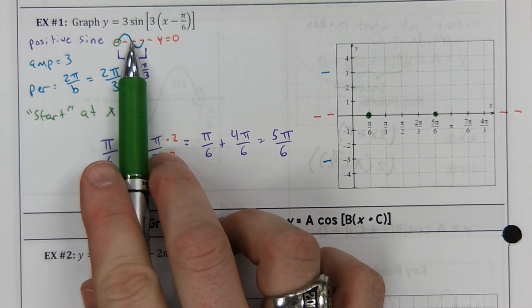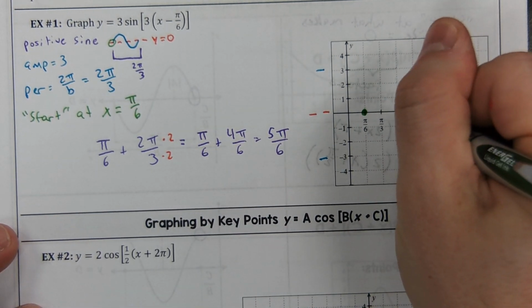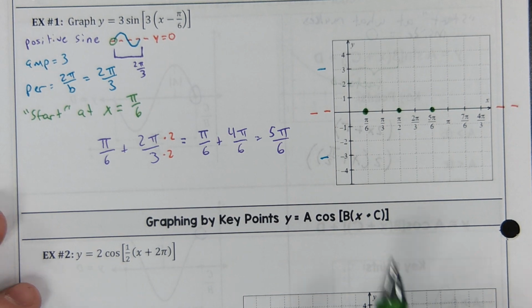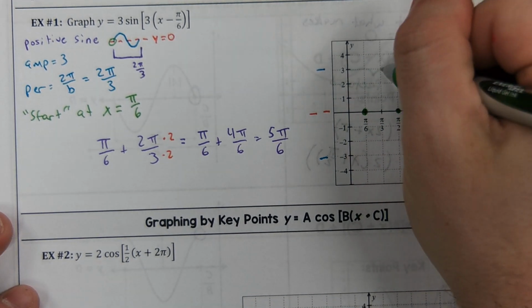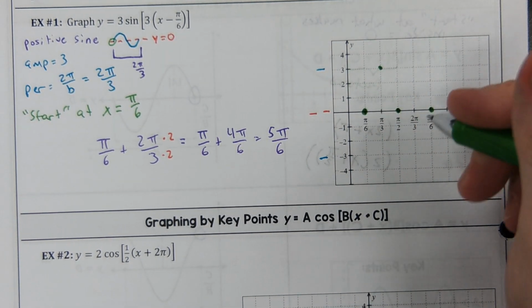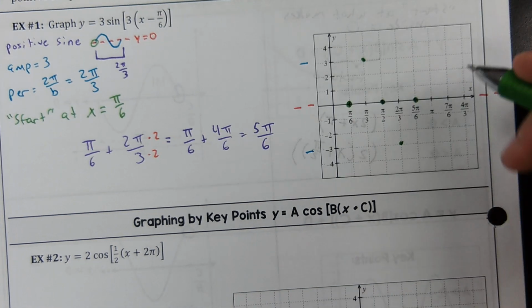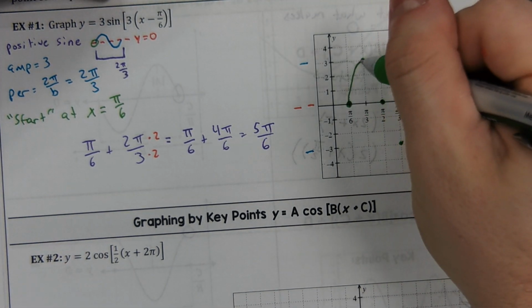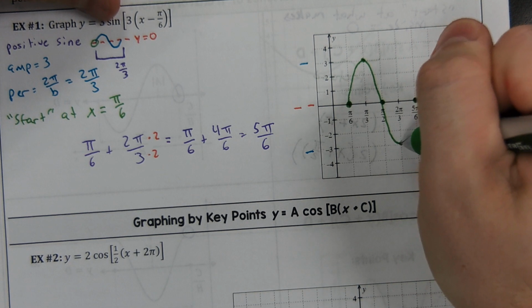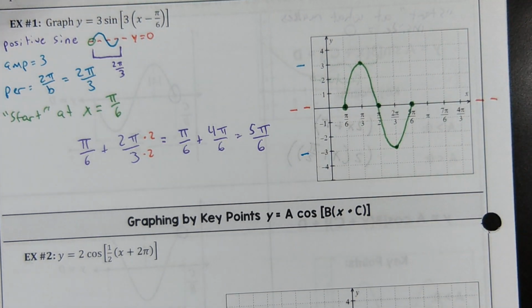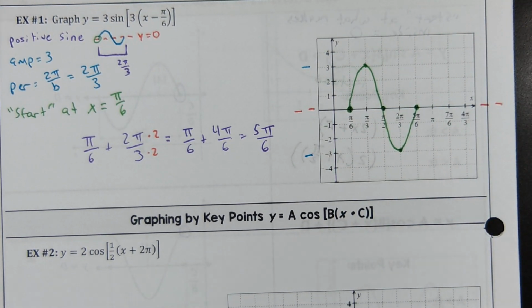In the dead middle, I'll be at that midline again. Between the first 2 dots, I go up to my maximum, and between the second 2 dots, I go down to my minimum. And there is 1 cycle of my graph. But you know what? The fun doesn't have to stop there. These graphs go on forever and ever and ever in both directions, right? So how about this?